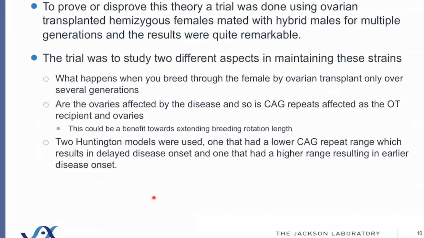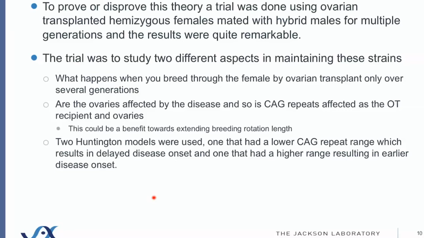I know Andy, who's on this panel, saw the results as well, and it was something we had never seen before or been able to get data for, so it was really quite amazing. The trial was to study two different aspects: what happens when you breed through the female by ovarian transplant over several generations. Does it prove or disprove the theory that CAG increases or decreases if you breed through one or the other? And are the ovaries affected by the disease, and is CAG repeat affected as the OT recipient and ovaries age?